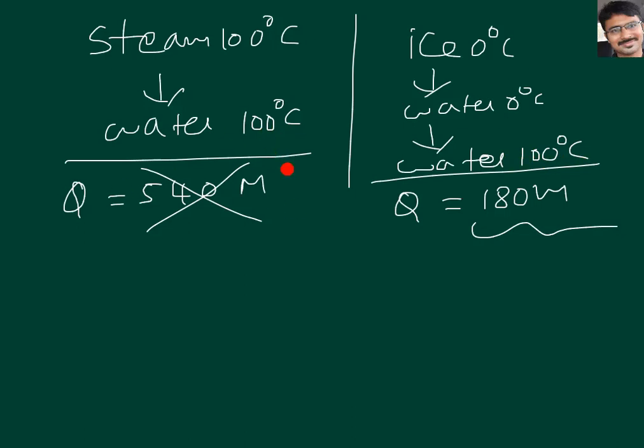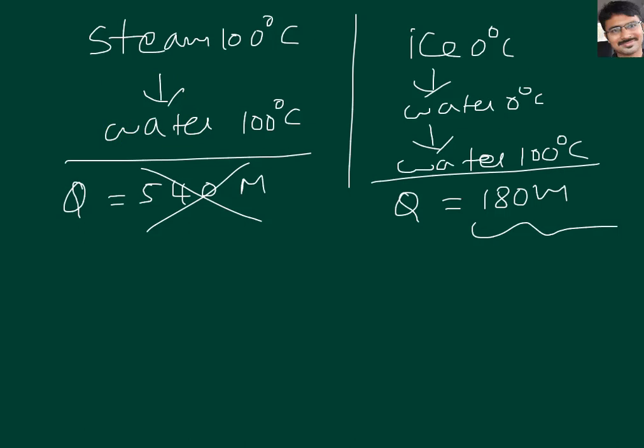So I don't want 540 m. I want only 180 m. That means what we have to understand here is that there is no need for the total steam to be converted to water.